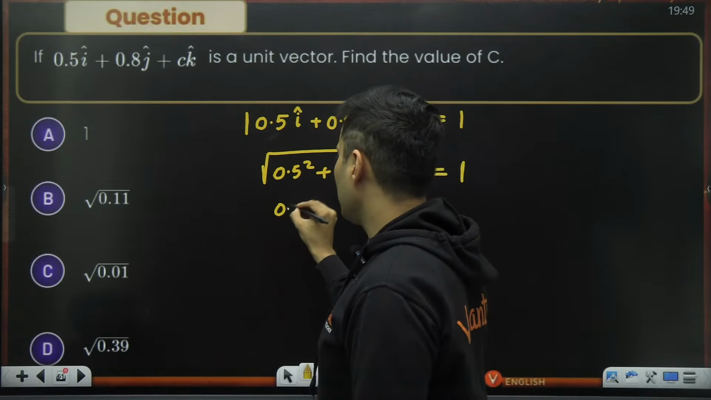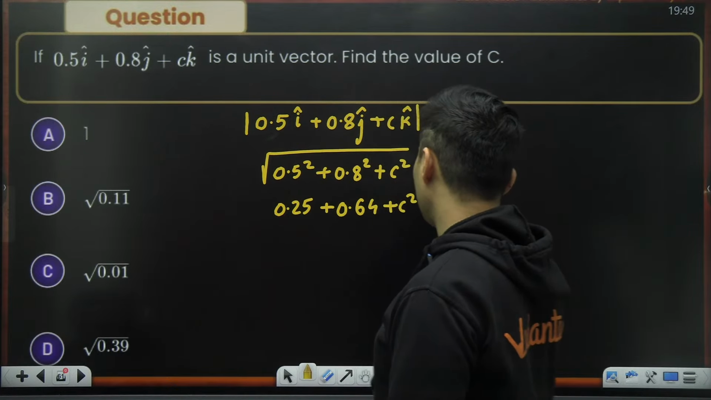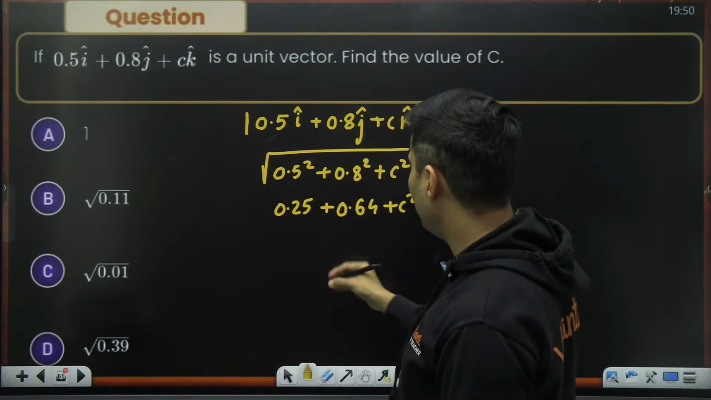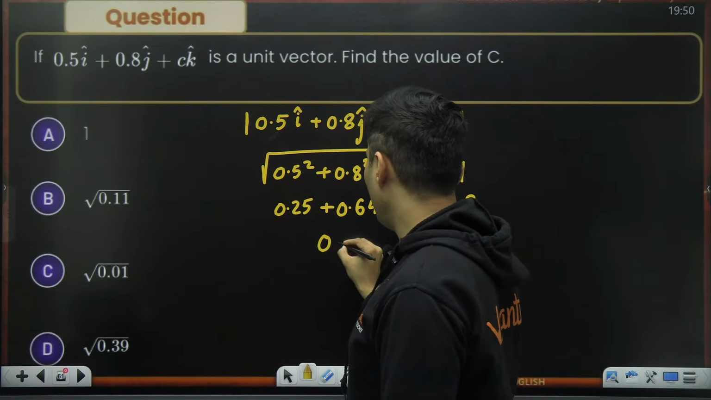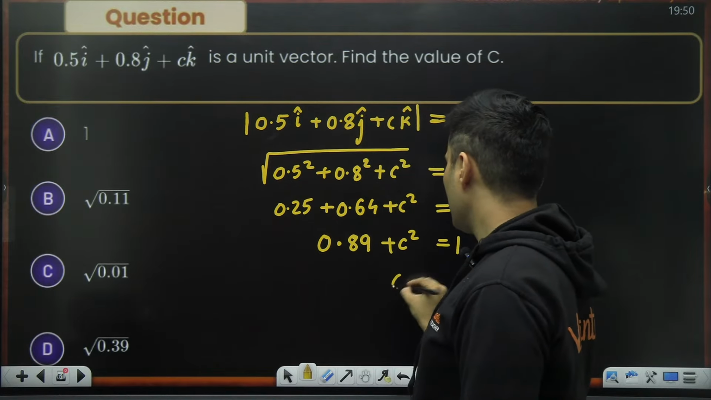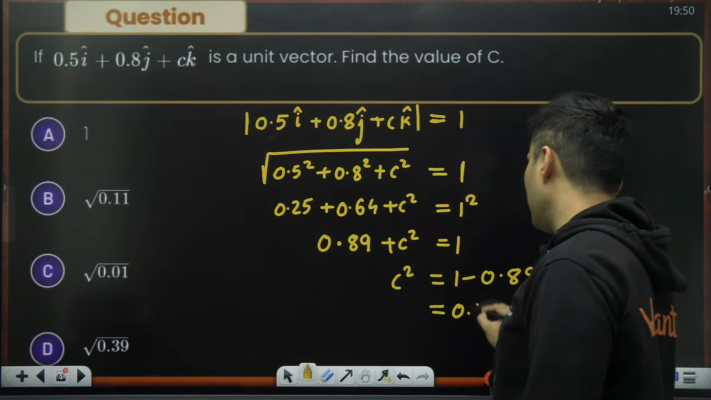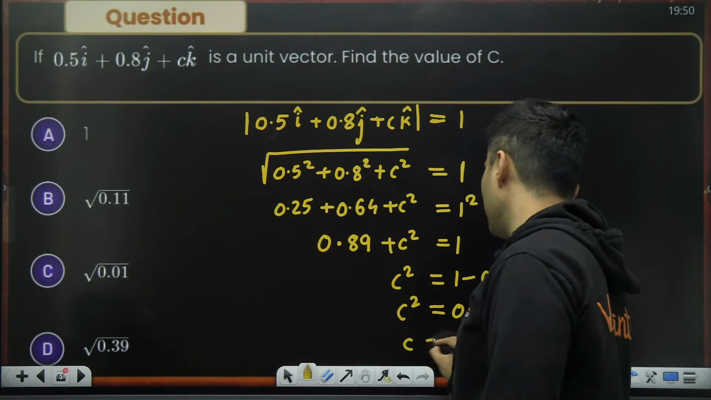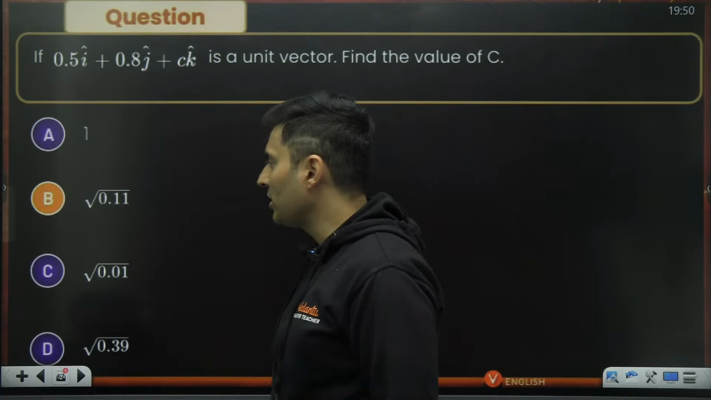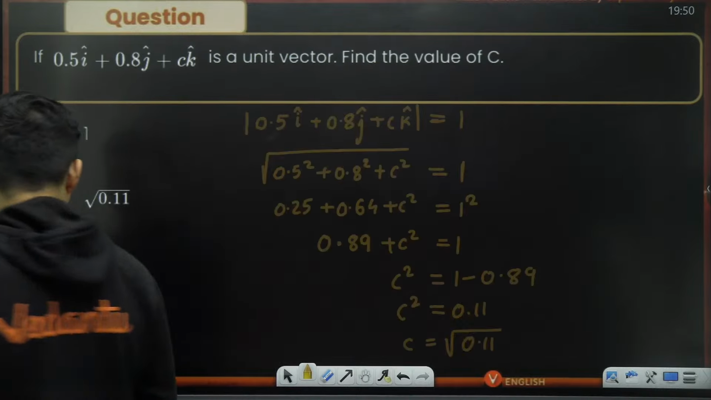So 0.5 square is 0.25, 0.8 square is 0.64, c square is c square. Square both sides, so it will become 1 square. So 0.25 plus 0.64 makes 0.89, plus c square is 1. So c square is 1 minus 0.89, which is 0.11. So c will be root of 0.11. That is option number B. Excellent. Very good.